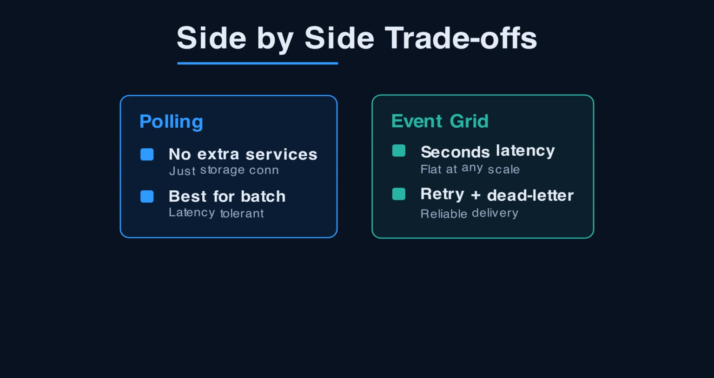My rule of thumb: prototypes and low-traffic internal tools, stay with polling. Anything customer-facing, high-volume, or latency-sensitive, go EventGrid from day one so you don't have to re-architect later.